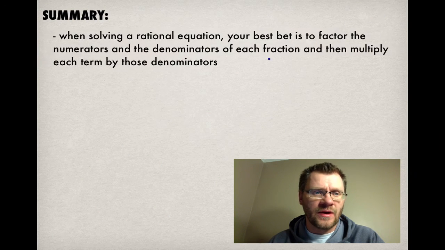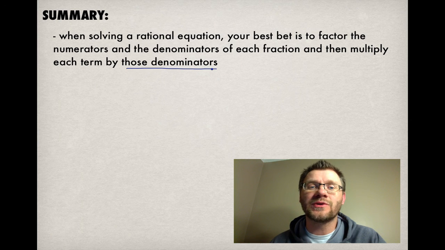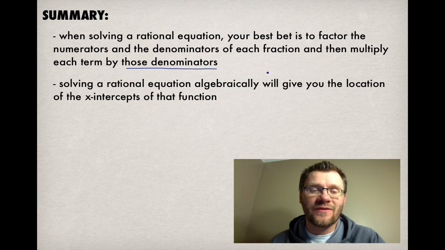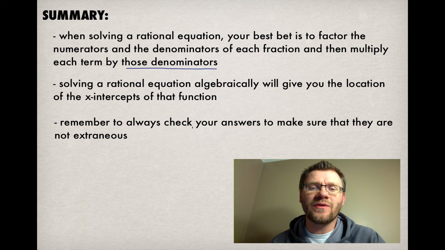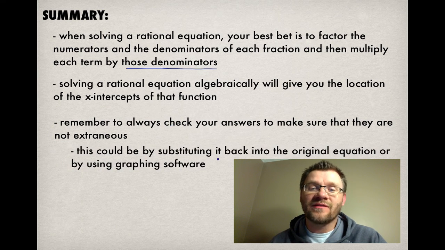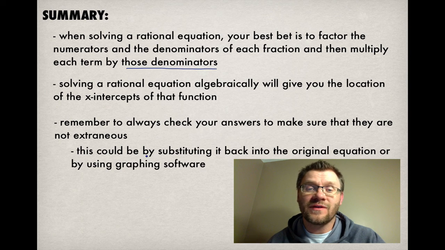So in summary, when solving a rational equation, your best bet is to factor the numerators and denominators of each fraction and then multiply each term by those denominators. Remember that we're doing that in order to cancel out any fractions. Solving a rational equation algebraically will give you the location of the x-intercepts of that function, or in the case that we had for our second example, where those two functions will cross each other. And remember to always check your answers to make sure that they are not extraneous. This could be by substituting it back into the original equation, or you could check your answers by using graphing software and graphing the function that you see there, or both sides of the equation.